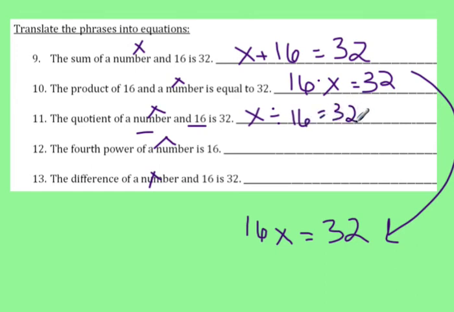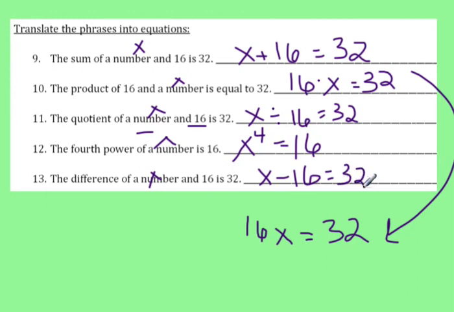Okay? Then the next one, number 12. The fourth power of a number is 16. So that means we're going to take x and raise it to the fourth power, and that's going to give us 16. Next, for number 13, the difference of a number and 16 is 32. So that means we take a number, we subtract 16, and that's going to give us 32.